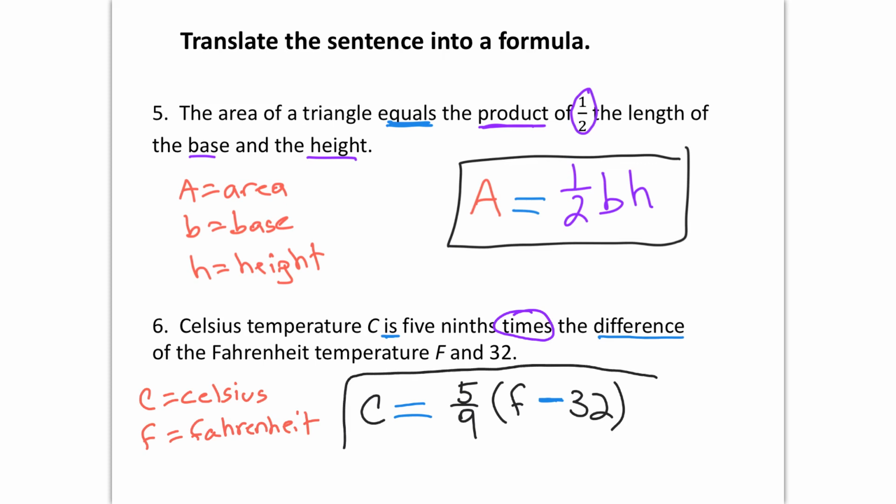And this is actually a true formula for people to convert Fahrenheit to Celsius. So if you want to know how many Celsius is 100 degrees Fahrenheit, well, F is going to be 100. You substitute 100 here, you subtract 32, and whatever that quantity is, you multiply by 5 over 9, and that's going to be in Celsius.